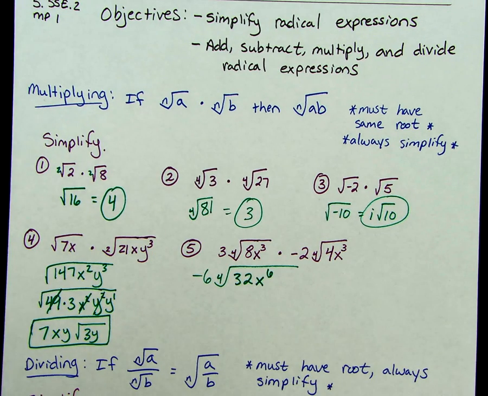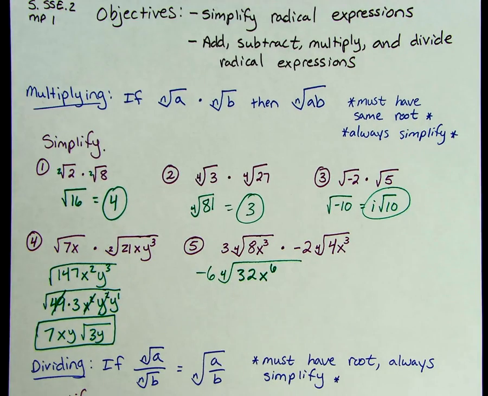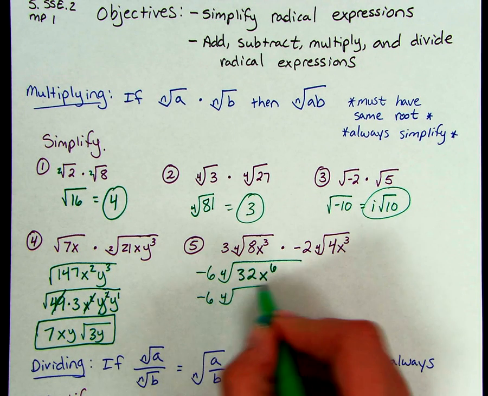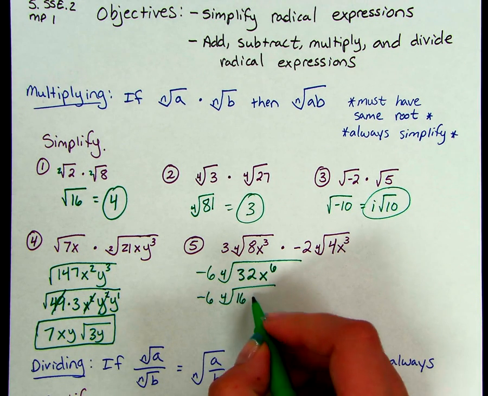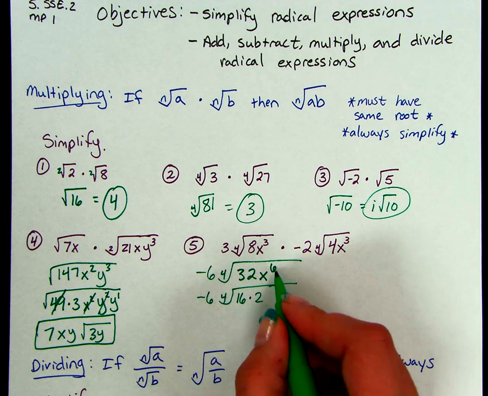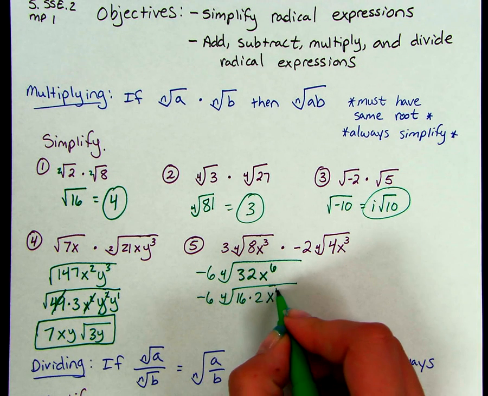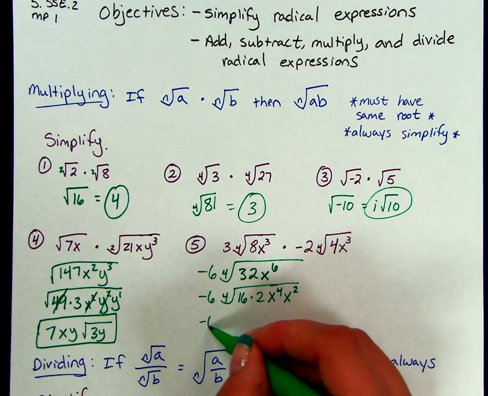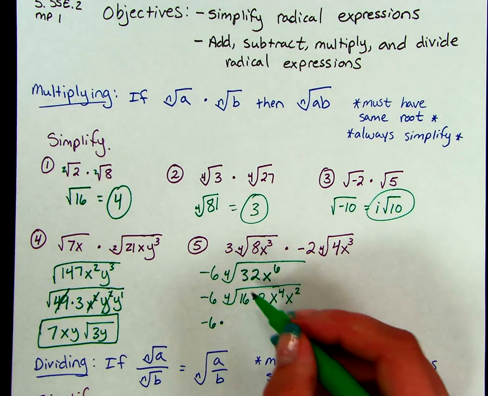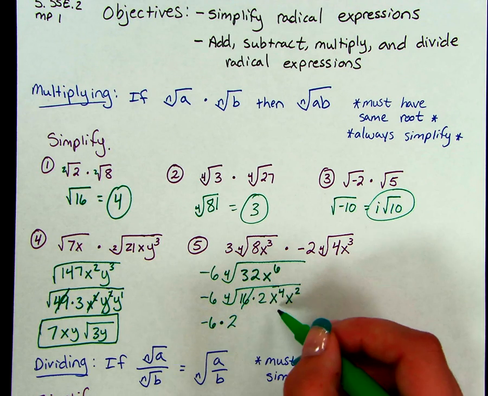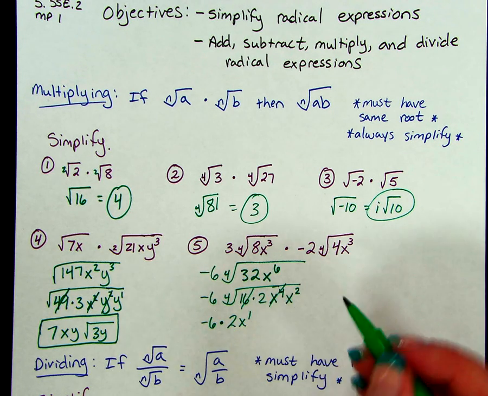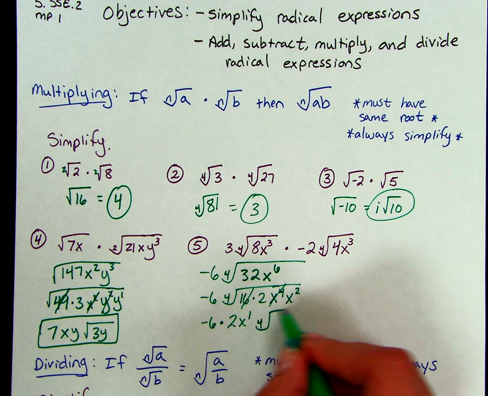And then again, we're just going to simplify. 32 is not on our perfect 4th list, but 16 does divide into that, so we can split that as 16 times 2. And then x to the 6 we are going to have to split as 4 and 2. Now we simplify. We would have negative 6 times whatever we take out. 4th root of 16 is 2. And 4 divided by 4 is 1, so that'll come out as x to the 1st. And then we would still have the 4th root of 2x squared left.